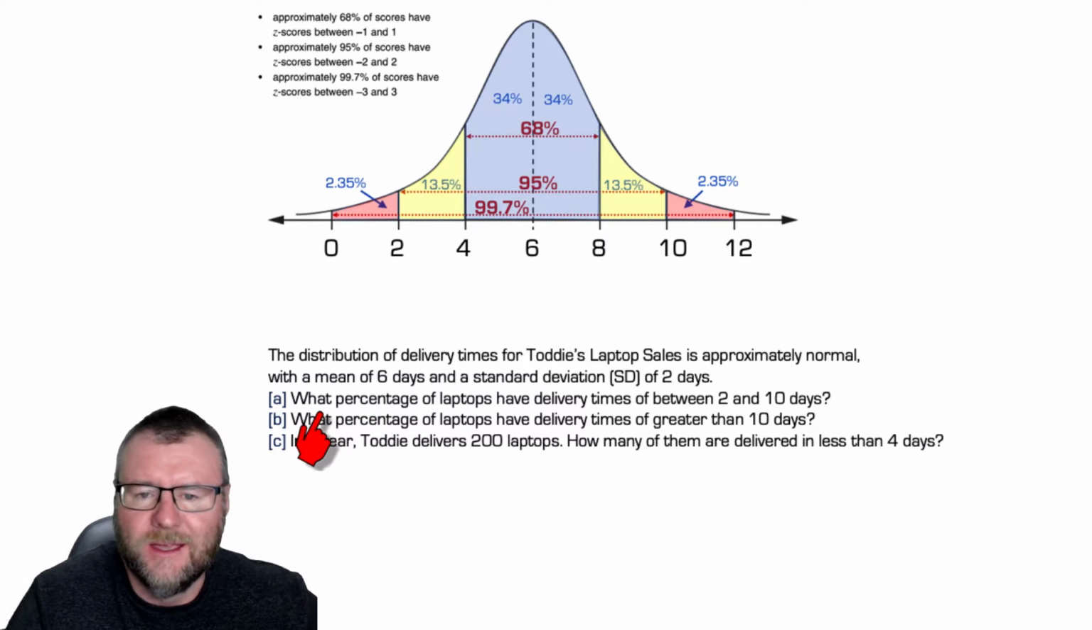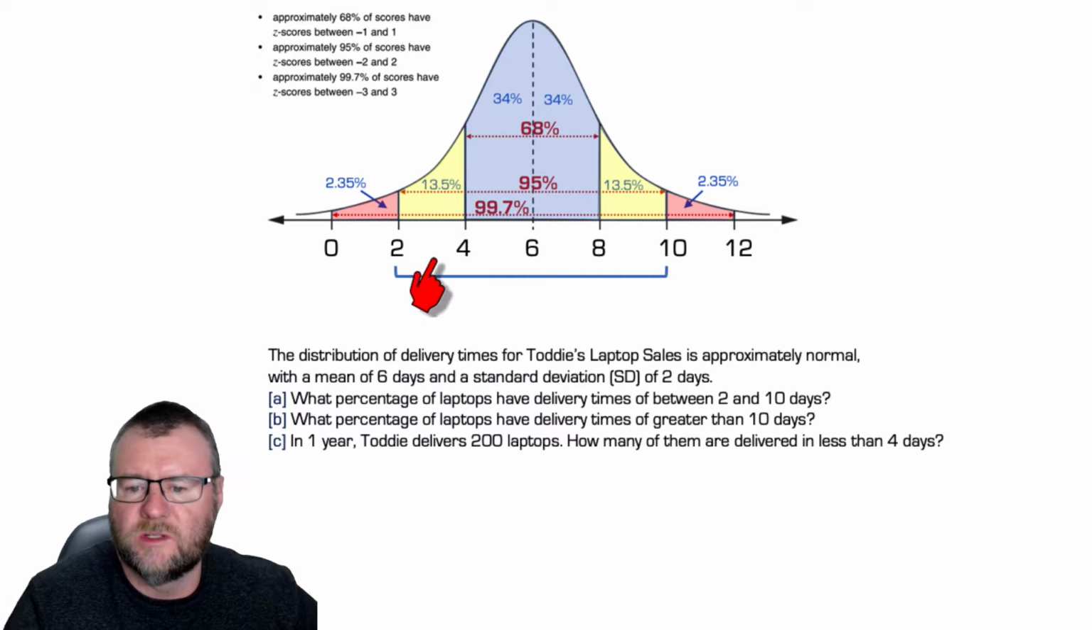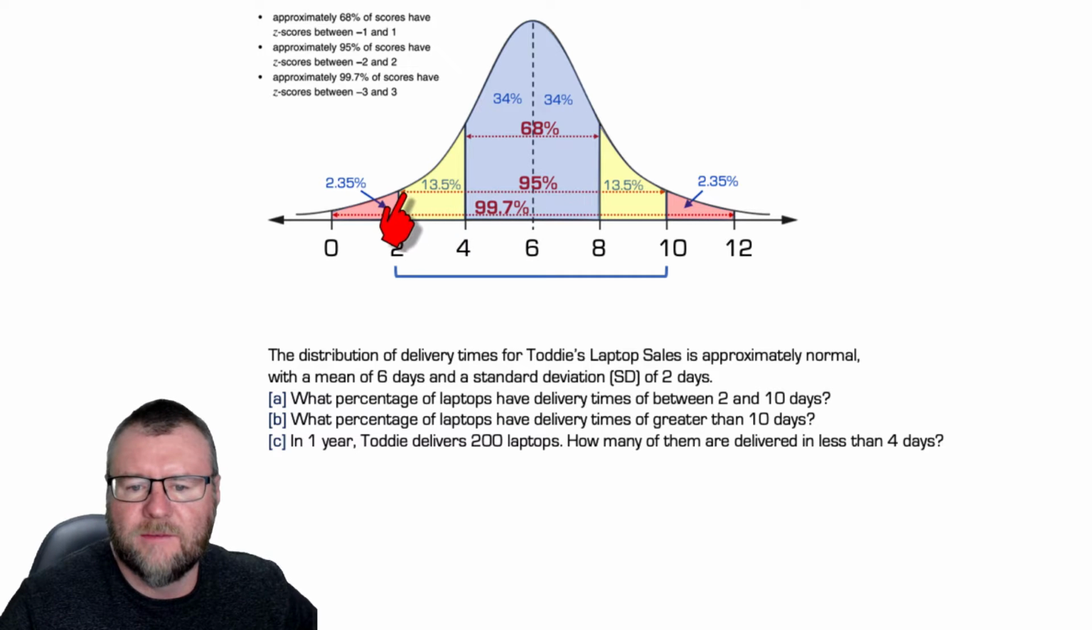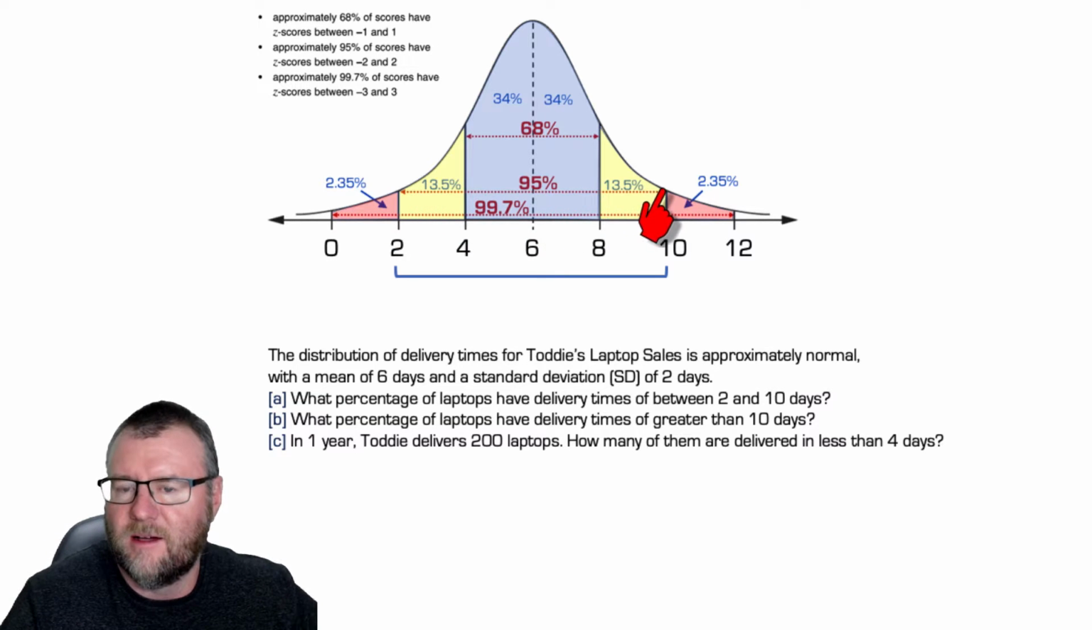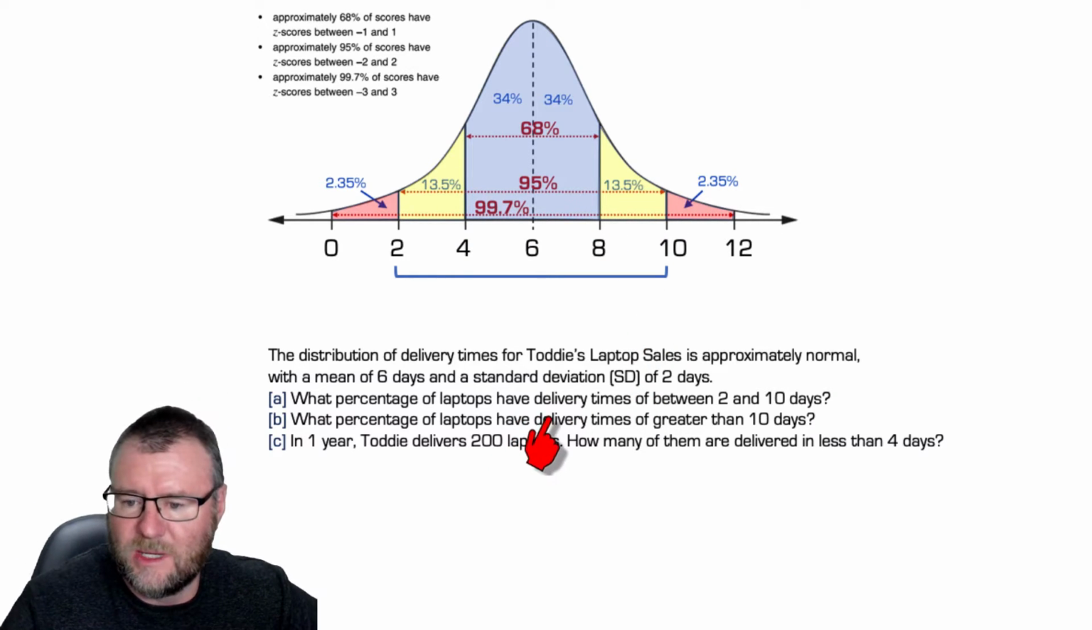Let's look at question A. What percentage of laptops have delivery times between 2 and 10 days? Well, between 2 and 10 days, that is this span here. And I know from what we looked at earlier, that covers 95% of the data, going from this strip up to this strip. In other words, 2 standard deviations down and 2 up. So 95% of laptops get delivered between 2 and 10 days.